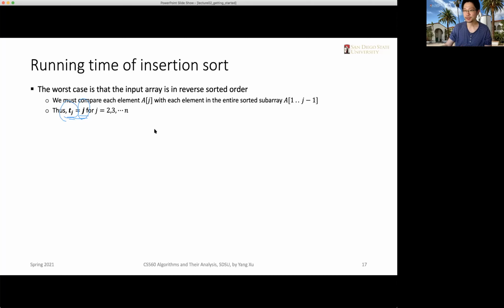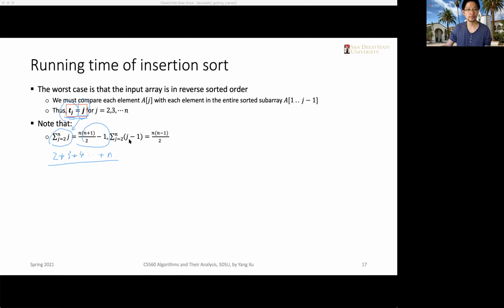And then if we look at the summation expression and substitute this TJ equals J into our summation of TJ here, okay? It will give us an arithmetic series, right? If we add 2 plus 3 plus 4 until n, then this is a series. We can compute the summation of it, which is this expression, right? It's n times n plus 1 divided by 2 minus 1.